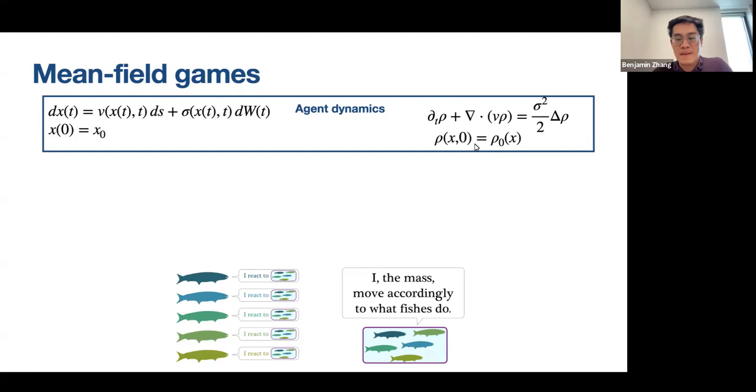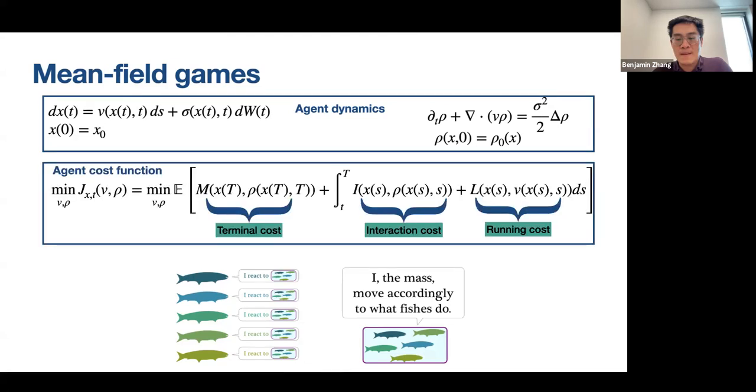Each agent acts to minimize its own personal cost function. And this cost function depends on things like running costs. Every time it makes an action or does something, it incurs a cost. There are the costs of interacting with the other particles or agents as it moves around, and a terminal cost, where it ends up relative to the other agents in the mass.